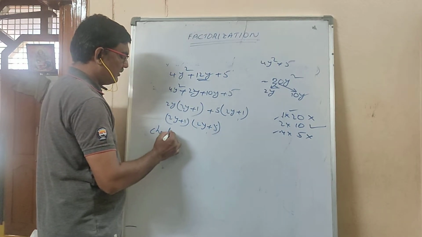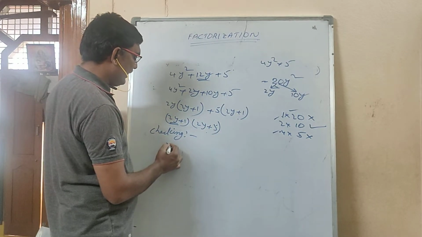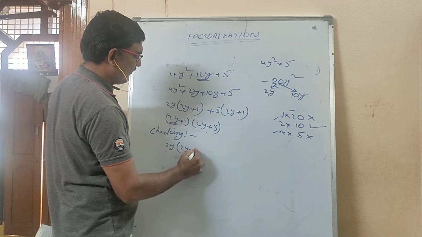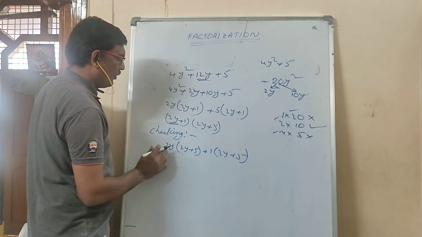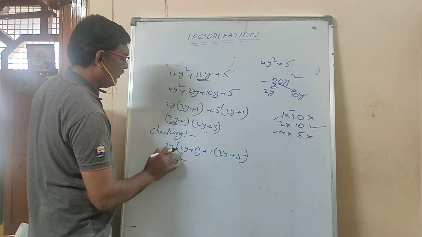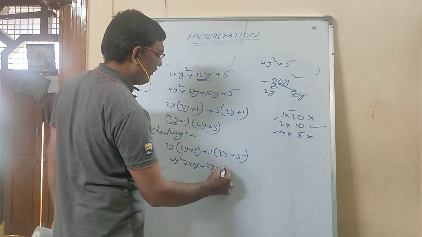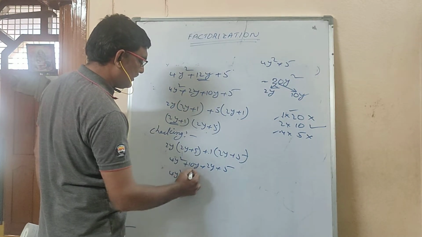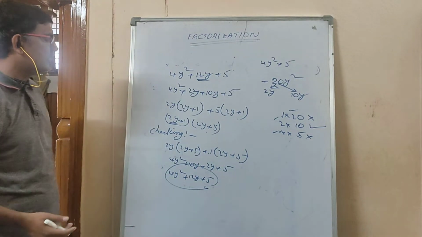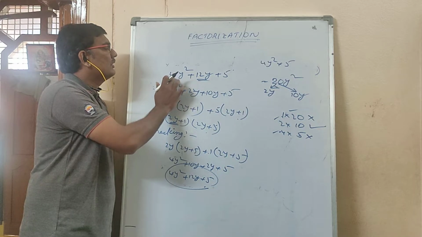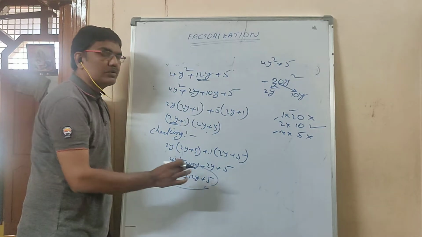Checking. What is checking? 2y should be multiplied with 2y plus 5, and 1 into 2y plus 5. 2y into 2y is 4y square. 2y into 5 is 10y. 1 into 2y, 2y. 1 into 5, 5. 4y square as it is, 12y plus 5. 4y square plus 12y plus 5. It is the question. So this, if you factorize, you got like this. If you multiply these two, you got the question.